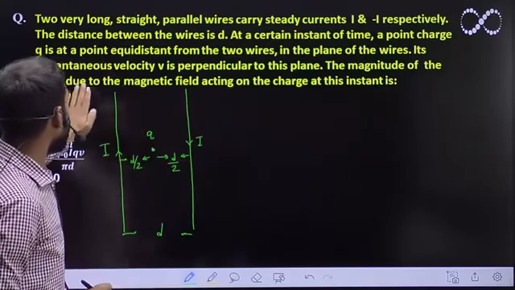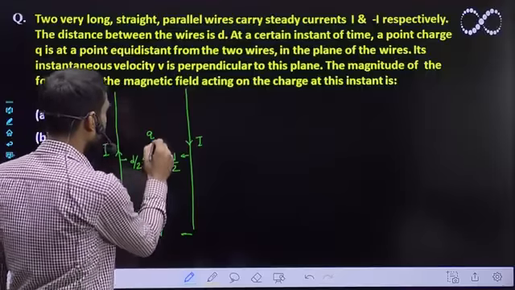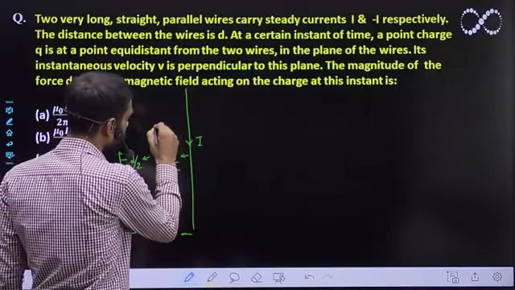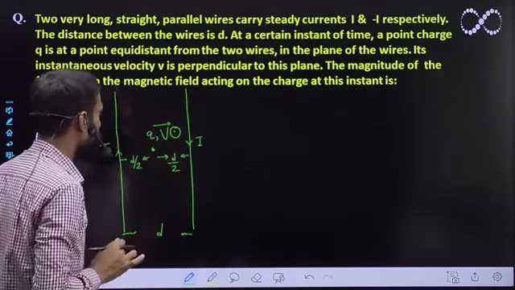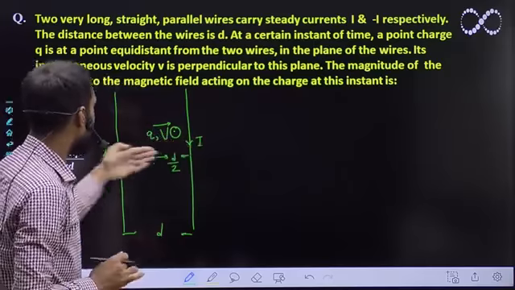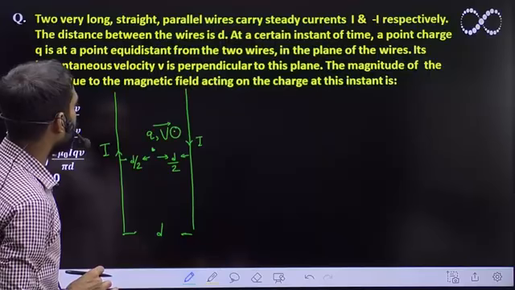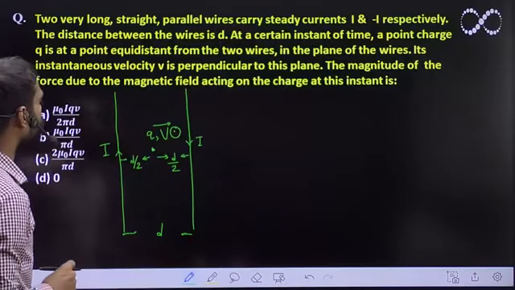Its instantaneous velocity v is perpendicular to the plane, so it has the velocity v perpendicular to the plane. Let us take the velocity vector as directed into the plane of the blackboard. The magnitude of the force due to the magnetic field acting on the charge at this instant: you have to find the magnitude of the magnetic force.